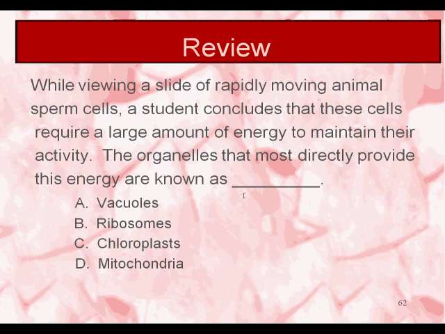Let's see what we can eliminate as answer choices. It is an animal cell, therefore we know that we can eliminate C, chloroplast. The student concludes that the cell requires a large amount of energy. What organelles are associated with energy? We know that it is the mitochondria, the powerhouse of the cell, so D is the correct answer.